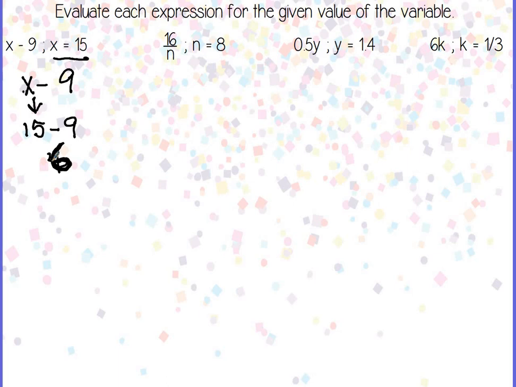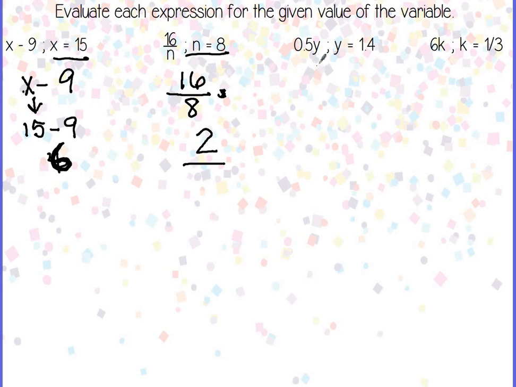All right, so let's try another one. Here, I have 16, and it's over the n. So what that means here, you have to remember when it looks like a fraction, that means division. So I have 16 divided by n when n is equal to 8. So I keep the 16, I'm still going to divide, but wherever I see the n, I'm going to substitute in an 8. So I have 16 divided by 8, and I know that'll give me 2. So when I evaluate this expression for 8, the answer is 2.